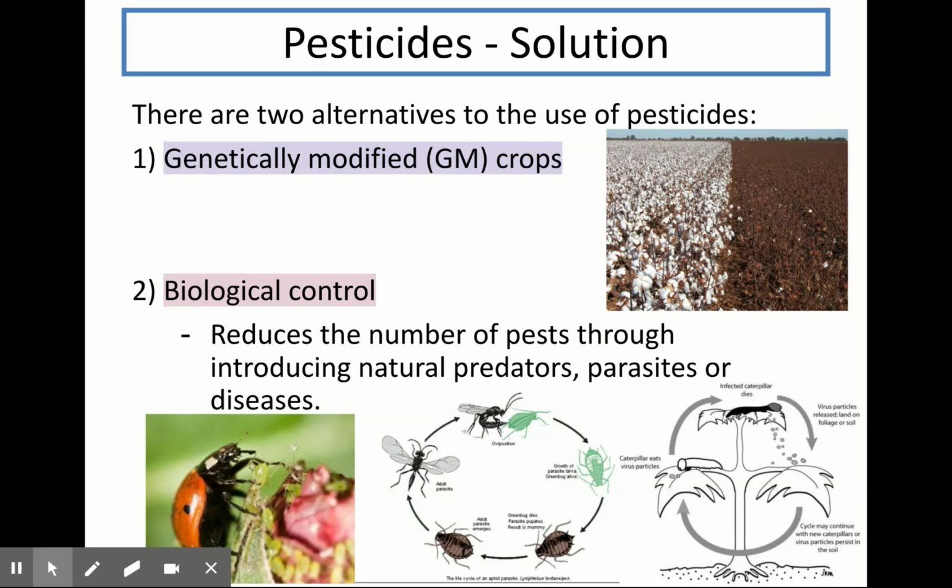The last example on the right-hand side is an example of using disease as a biological control method. In this case, caterpillars are the pest, damaging the crop plant. And in this case, a virus is released that kills the caterpillars. So that's an example of disease. These are three examples of how you would use biological control, so natural predators, parasites, or disease, to reduce the number of pests without using chemicals, and this would be instead of using pesticides.